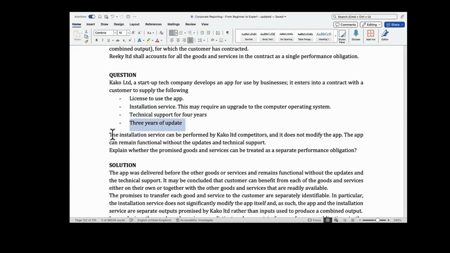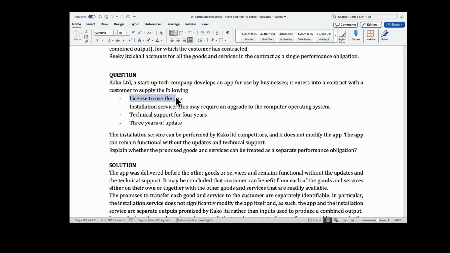Let's see. The question said the installation service can be performed by Kalu's competitor and it does not modify the app. The app can remain functional without update and technical support. So that means without installation, technical support, update, as soon as Kalu gives his customer license, the app is functional, right? And it doesn't have to be Kalu that would install because you can get competitors to install. So definitely the customer can just go to Kalu and get just license. So license has a distinct function.